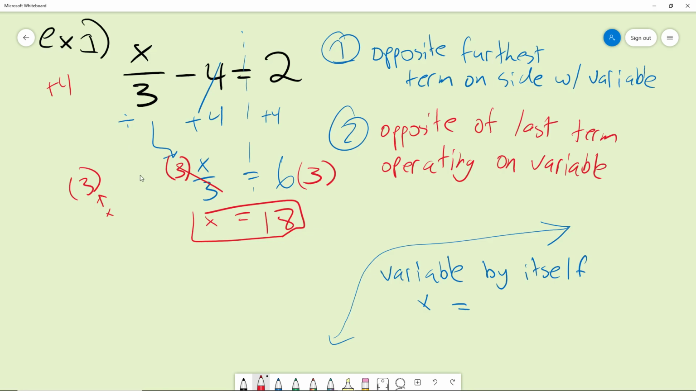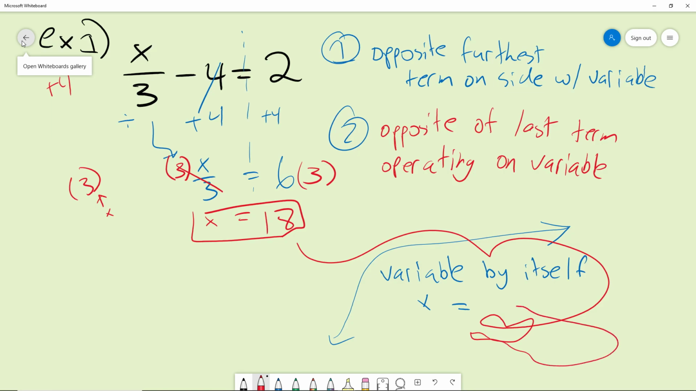Okay, pause it if you need to, but I'm going to go to the next example. Oh yeah, what the heck, I like drew this whole thing over here and then I didn't even make it go here. Easy.